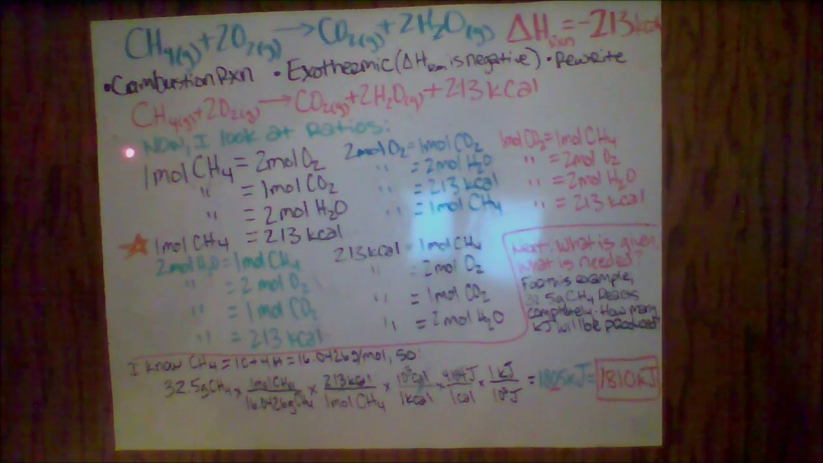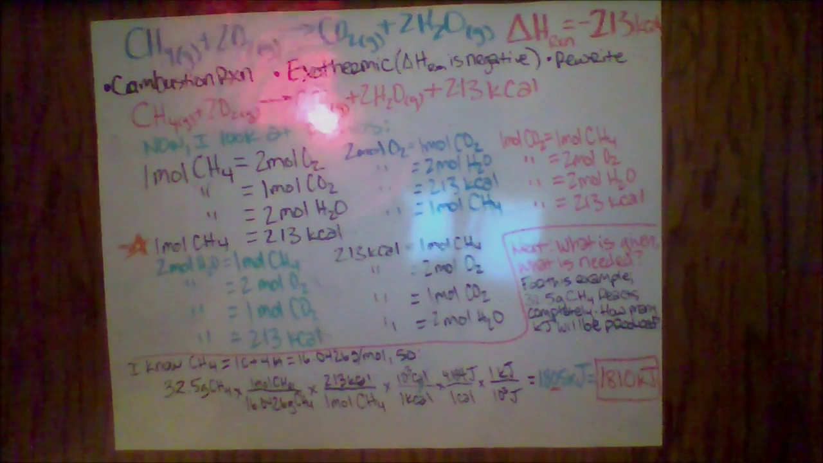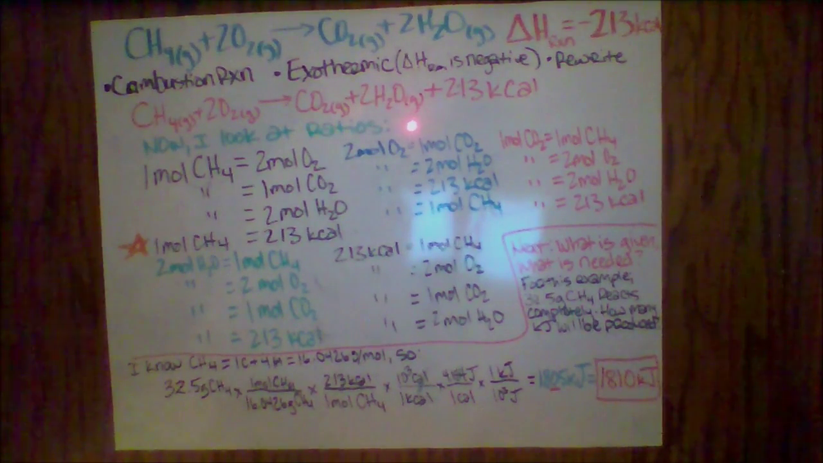So I rewrite it as CH4 gas plus 2O2 gas reacts to form CO2 gas plus 2H2O gas plus 213 kilocalories. I know that it's negative up there, but when you're adding it to an equation, negative or positive, you're always going to put a plus in front of it and disregard the negative. The negative or positive tells you if it's going to be on the product side or the reactant side. Since it's negative, it's going to be on the product side. If it's positive, it'd be over here.